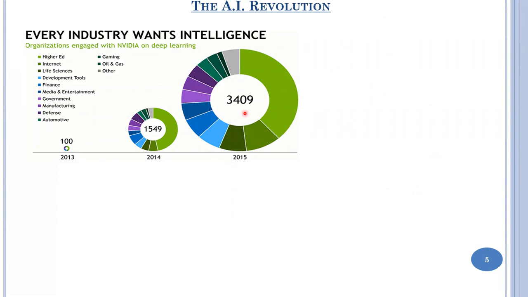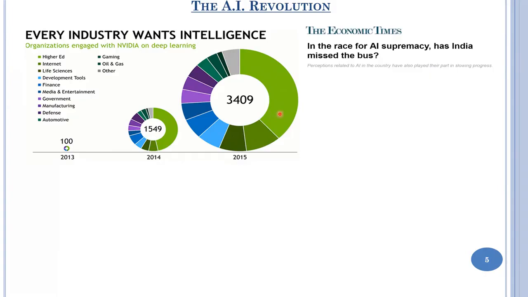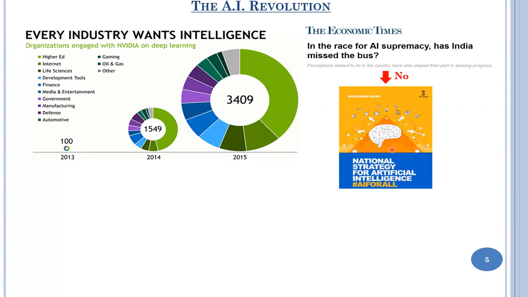So the moment we think about artificial intelligence, the immediate question that arises is, has India missed the bus? Are we at par with the global efforts? So the answer is yes, we haven't missed the bus. We are at par with the global efforts. Even the Niti Aayog has a special scheme, called the National Strategy for Artificial Intelligence, #AIforAll. Now, if you look closely around yourself, these AI systems have become part of your everyday life.